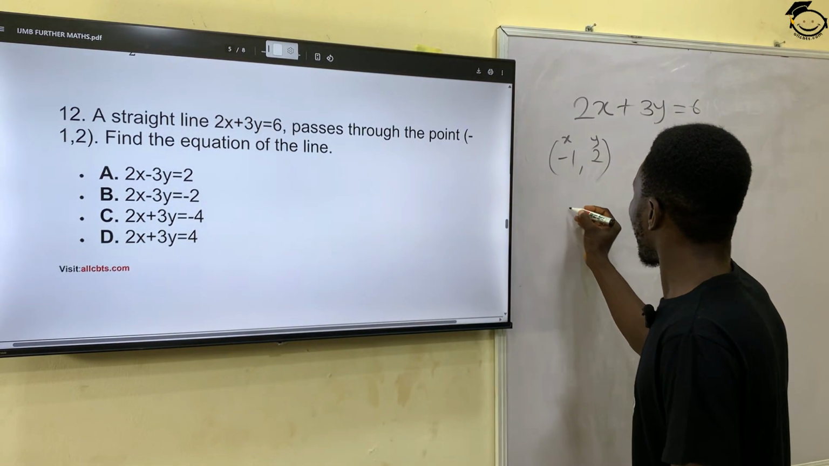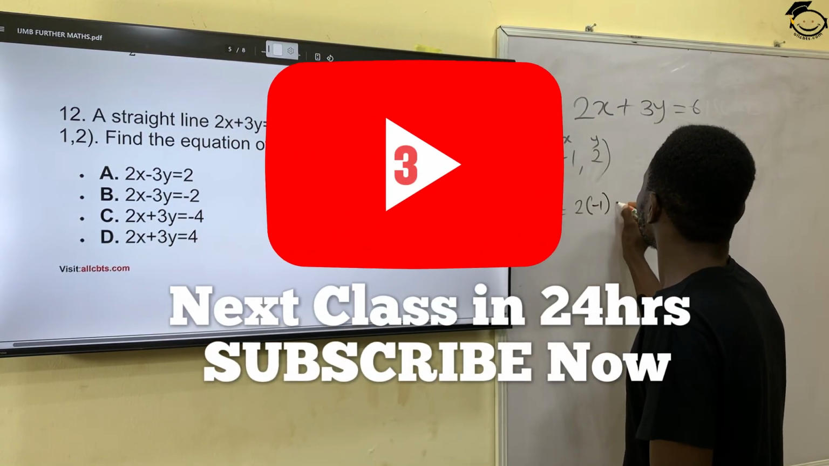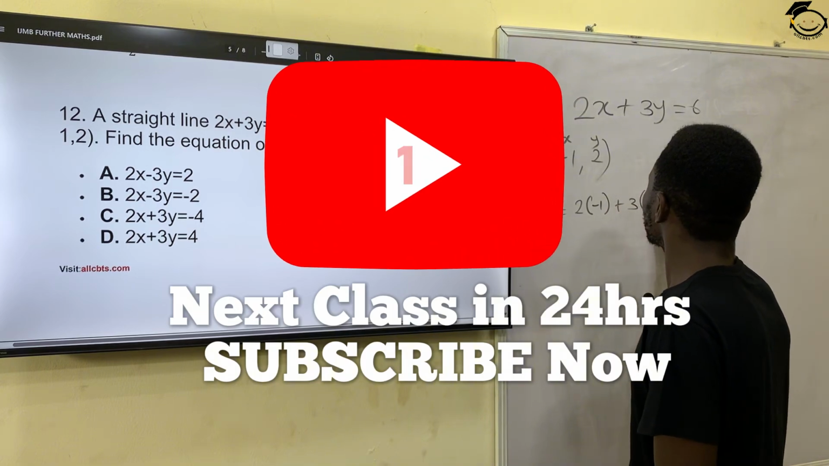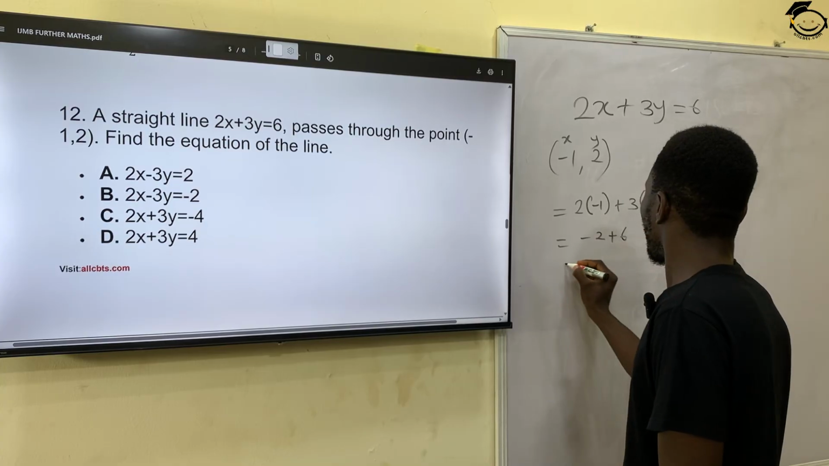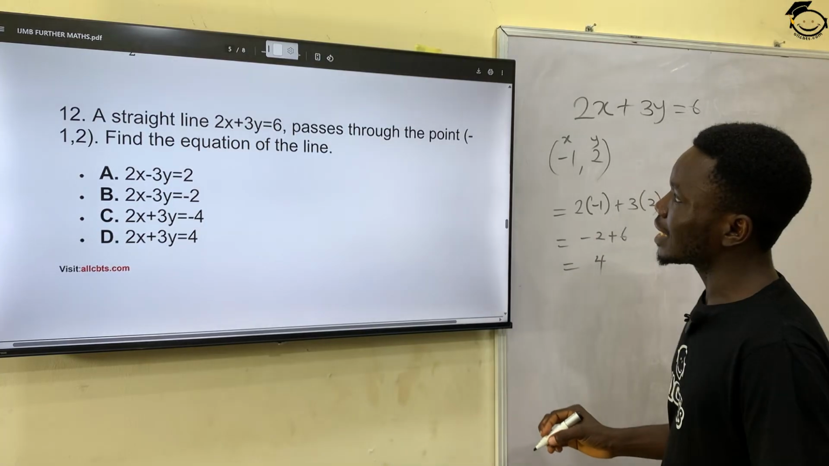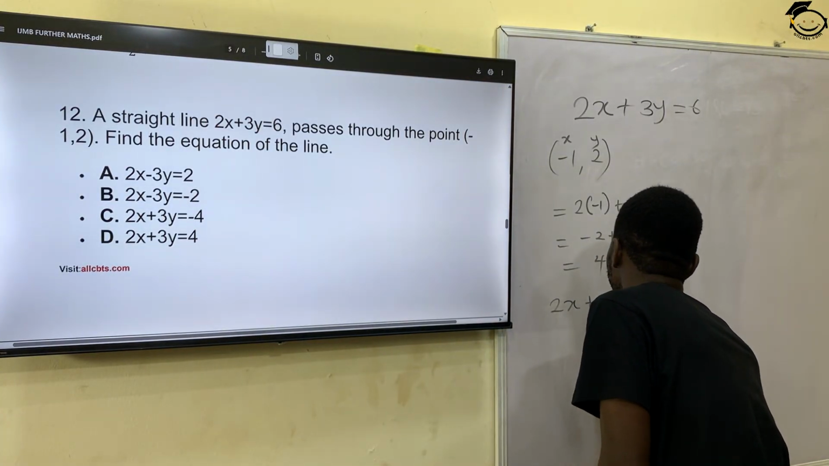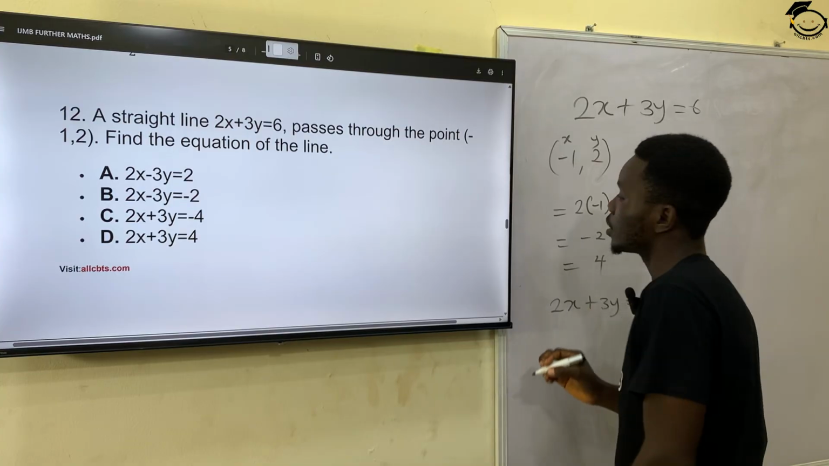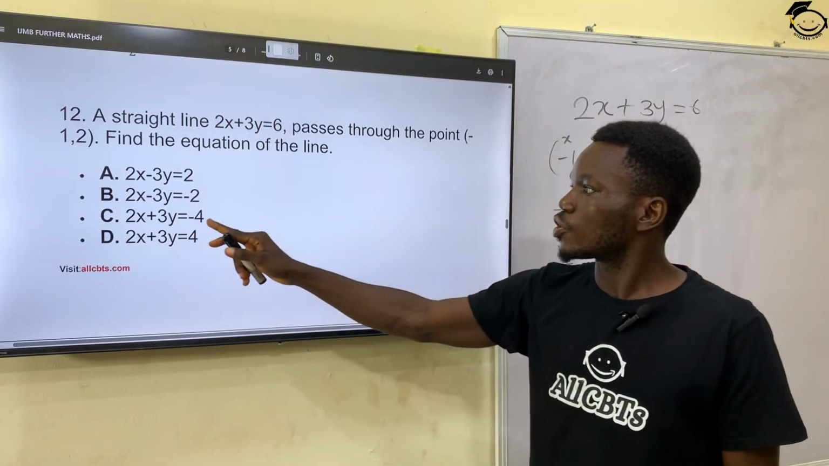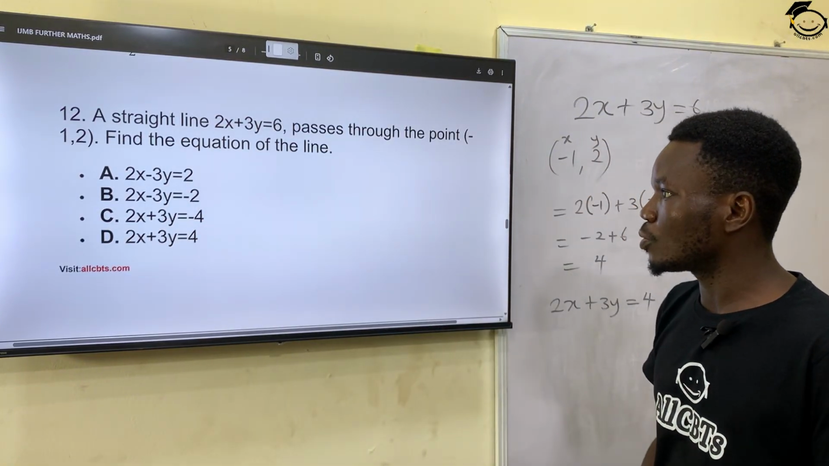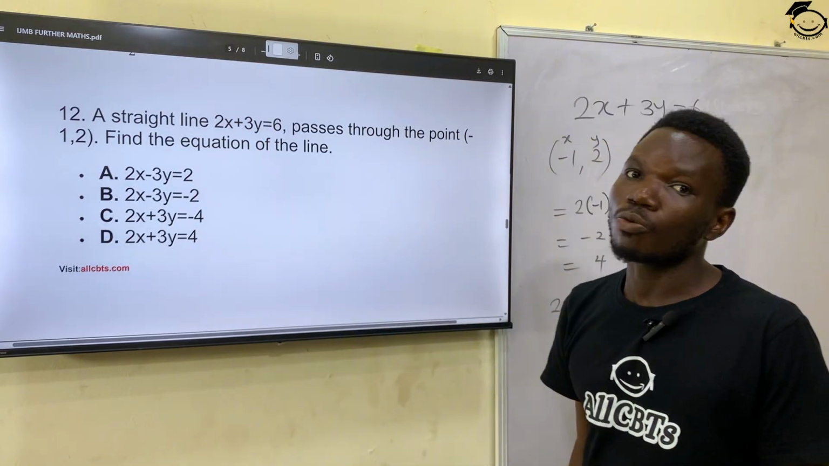This is the same as saying I have 2 open bracket minus 1, plus 3 open bracket 2, and that will give me minus 2 plus 6, and that will give me 4. It simply means that the equation of this line is 2x plus 3y equals 4. This is the equation of the line, and according to the options, this is option D, which says 2x plus 3y is equal to 4.